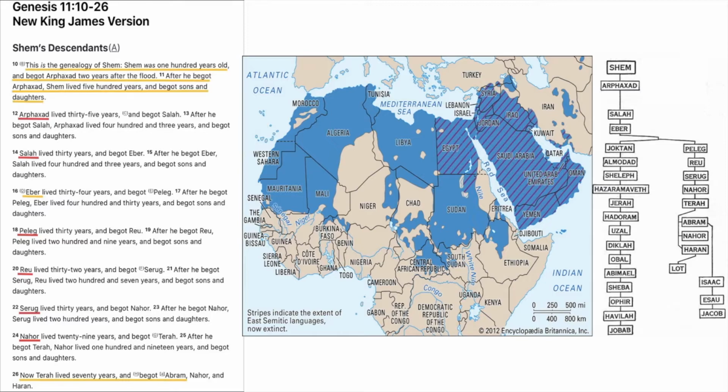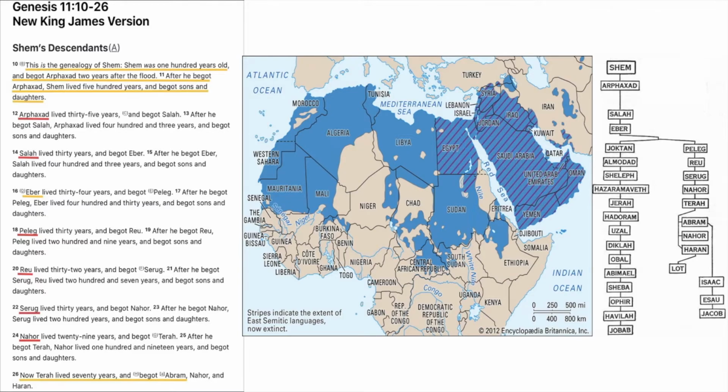Genesis chapter 11, verse 10 through 26 says, "This is the genealogy of Shem. Shem was 100 years old and begot Arphaxad 2 years after the flood. After he begot Arphaxad, Shem lived 500 years and begot sons and daughters." And then from verse 10 to 26 it says, Arphaxad, Shelah, Eber, Peleg, Reu, Serug, Nahor.